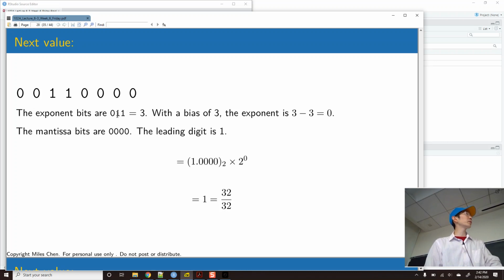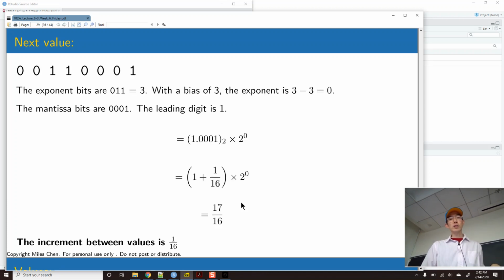Here the exponent bits are 0, 1, 1, which is 3. With a bias of 3, this exponent is 0, and so I have 1.000 times 2 to the 0. This is equal to 1, or 32/32. And now that my exponent is 0, 1, 1, each increment here is no longer a 32nd, but a 16th. So this thing, 0, 0, 1, now represents 17/16.